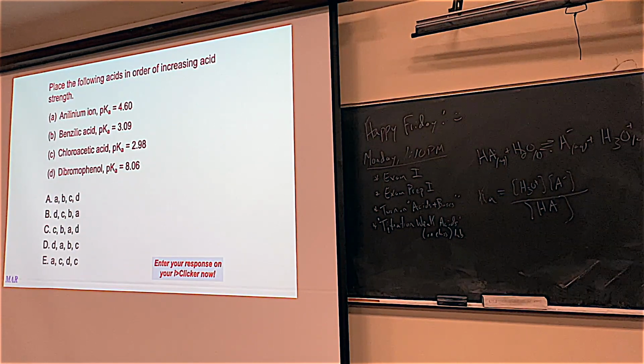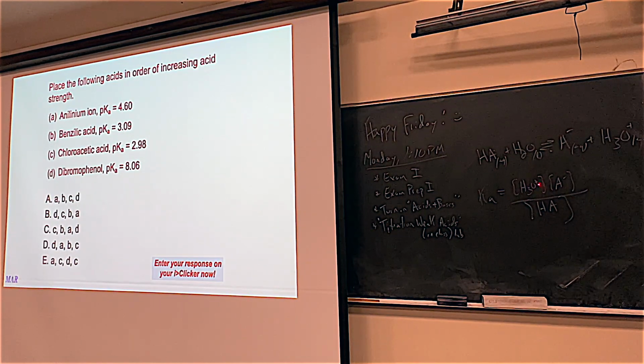So all weak acids, HA, are in an equilibrium with water. They make the conjugate base and they make hydronium. Now, when chemists talk about the strength of acids, which of these species are they looking at? Hydronium, H3O plus. Good. The more H3O plus, the stronger the acid. The less H3O plus, the weaker the acid. So when chemists talk about strengths of acids, you always look at how much H3O plus is created.